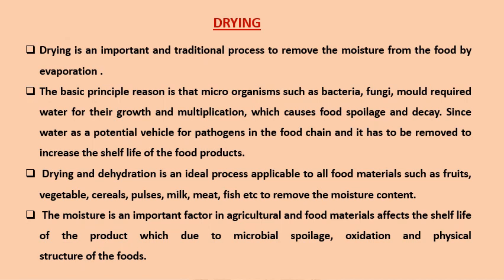So drying and dehydration is an ideal process applicable to all food materials such as fruits, vegetables, cereals, pulses, milk, meat, egg, etc. Moisture is an important factor in agriculture and food material, affecting the shelf life of the product, which is due to microbial spoilage, oxidation, and physical structure of the food.